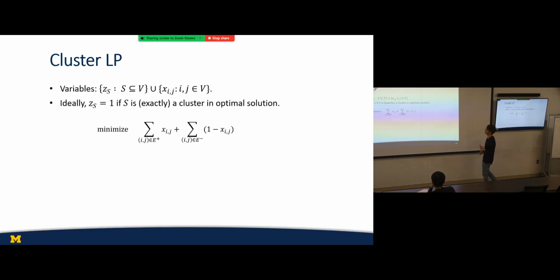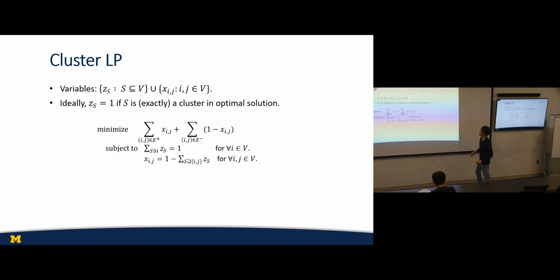Let me keep the objective the same. And then we can put some natural constraints on the z variables. This one is just saying that for any vertex i, it belongs to exactly one cluster. Obviously, that's true. And then the more interesting constraint, bridging x and z, is this one. It tells us that, at least in the integral case, xij are separated if and only if there is no cluster containing both i and j. Or xij is together if and only if there is a cluster containing both i and j. That's exactly formalizing the relationship between x and z.